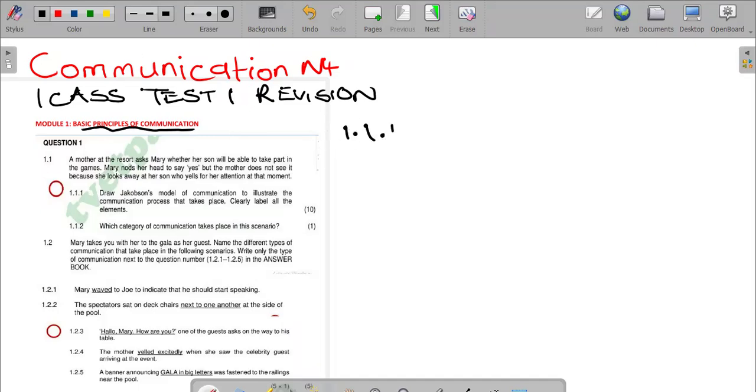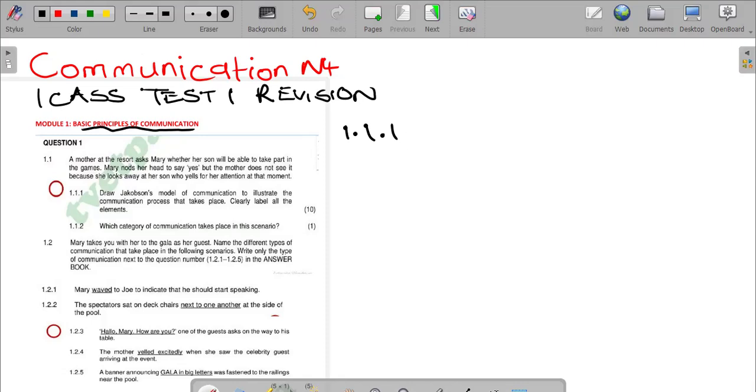A mother at the resort asked Mary whether her son would be able to take part in the games. Mary nods her head to say yes, but the mother does not see it because she looks away at her son who yells for her attention at the moment. Question 1.1 says, draw Jacobson's model of communication to illustrate the communication process that takes place. Clearly label all the elements.